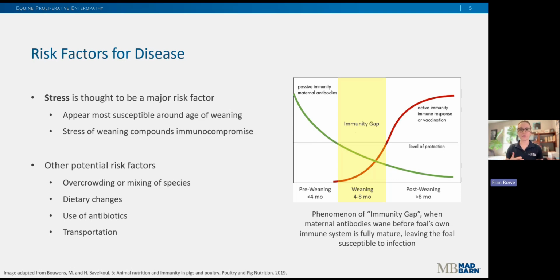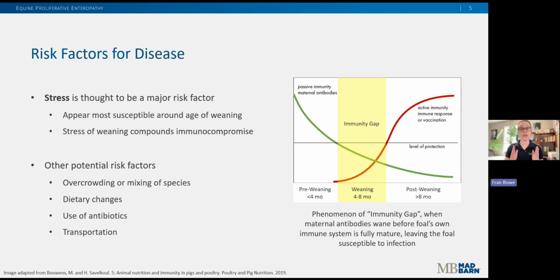Another thing that's happening around this same time is a phenomenon called immunity gap. Foals receive passive immunity from their dams through the ingestion of colostrum. So they receive these protective antibodies that serve as a surrogate immune system while their own immune system is very naive and still developing. However, those maternal antibodies begin to wane about 12 weeks of age. That foal's own immune system is still maturing, but it's not quite up to speed yet.